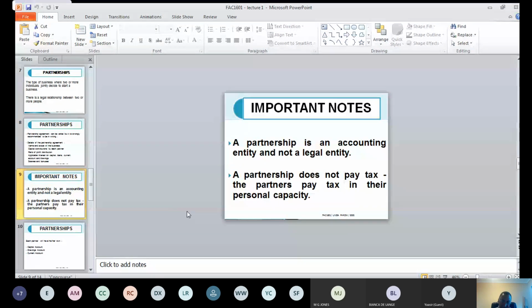It is important to note that a partnership is an accounting entity and not a legal entity, and that the partnership does not pay tax. The business in itself does not pay tax. However, the partners in their individual capacity are paying taxes on the income that they are getting, because we may have the situation that one partner is perhaps involved in three different other partnerships.